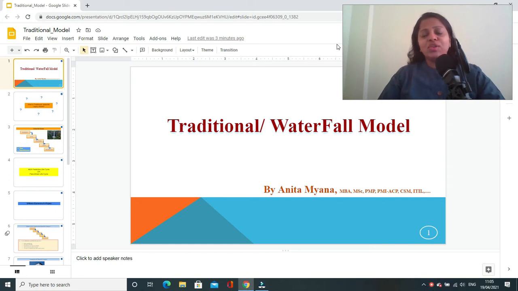In this course, we are going to understand what is waterfall model or what is traditional model, and you will be able to differentiate between waterfall model and adaptive model when your foundation is strong.